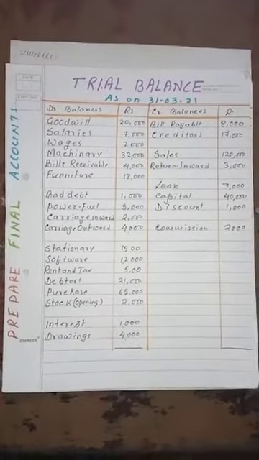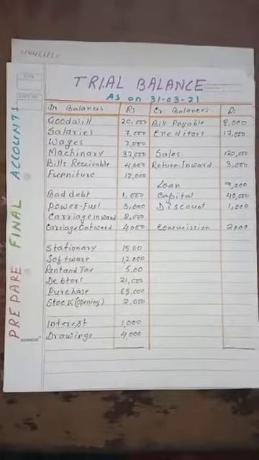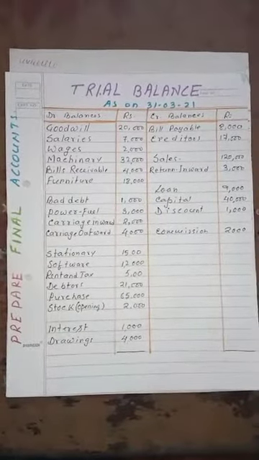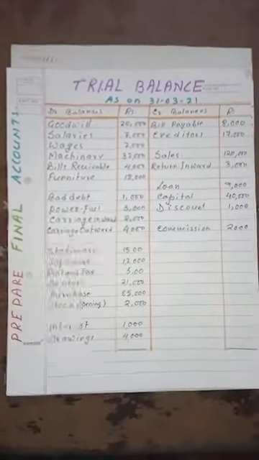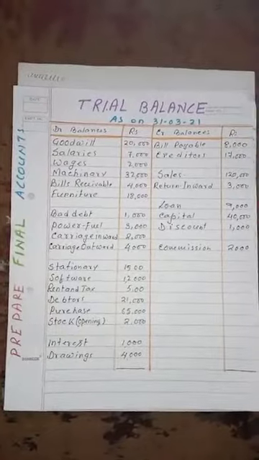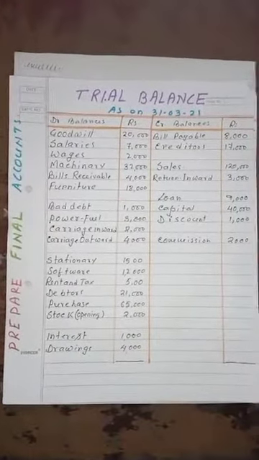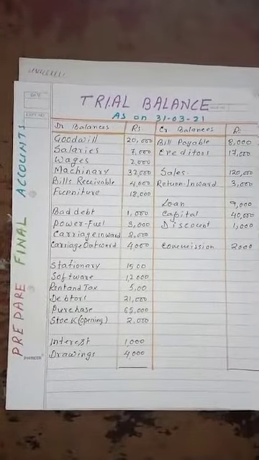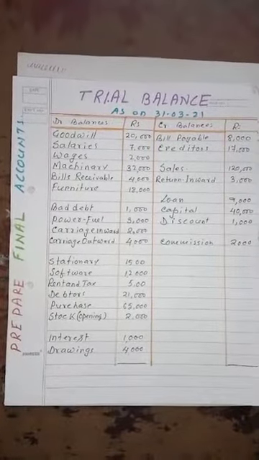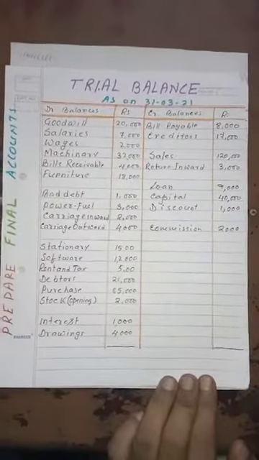From a trial balance, we have to prepare final accounts, that means trading account, profit and loss account, and balance sheet. The first step is you have to identify real account, nominal account, and personal account. From the trial balance given, you have to identify at first real account and personal account.